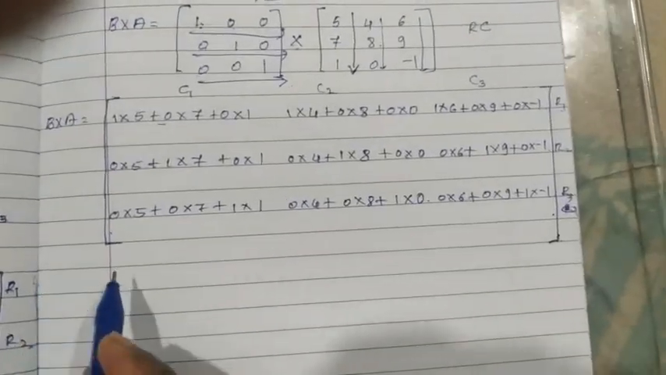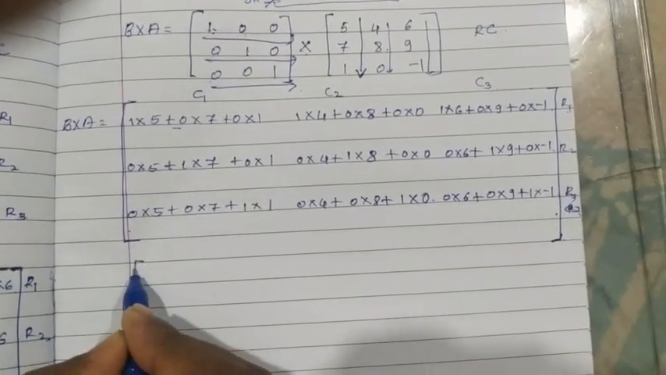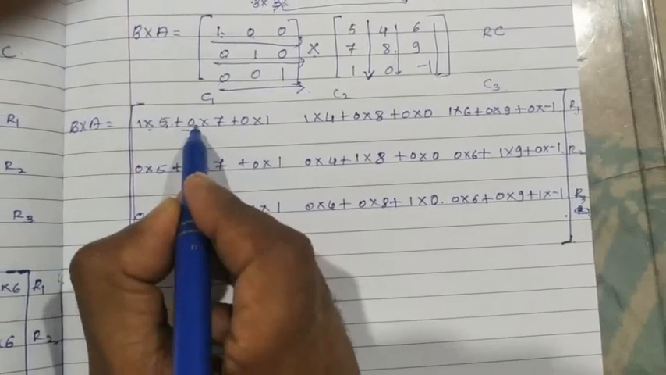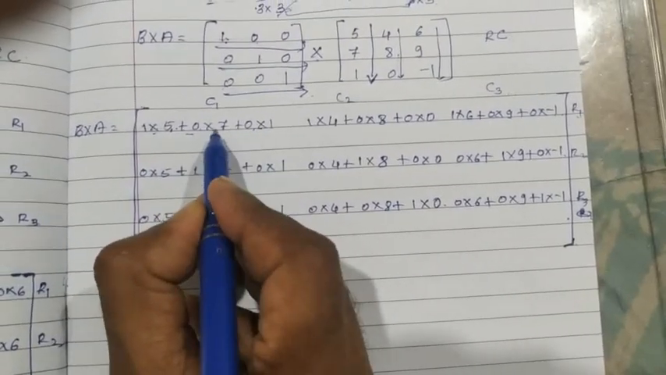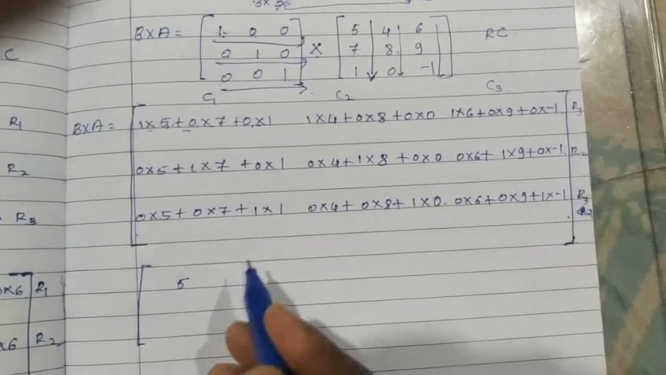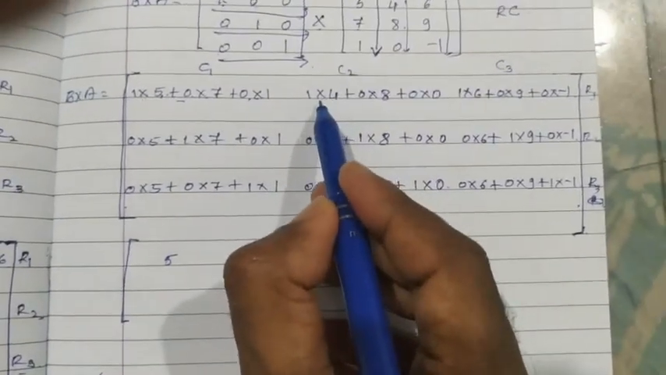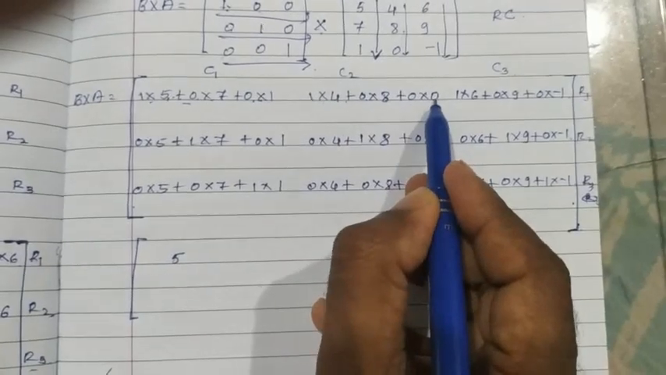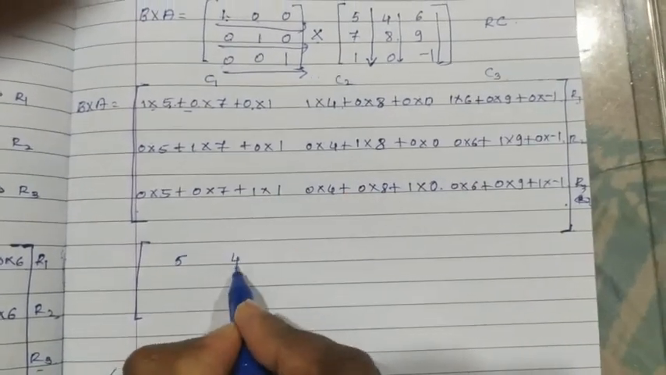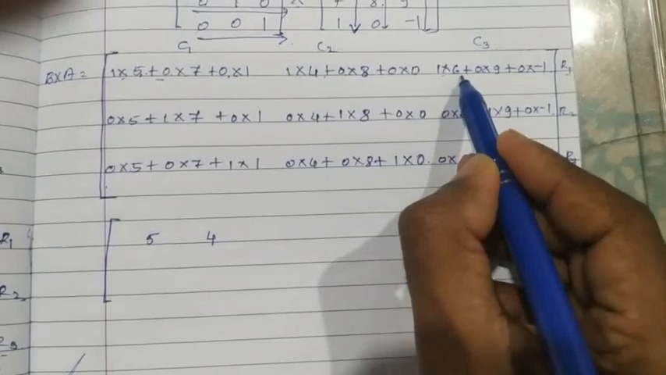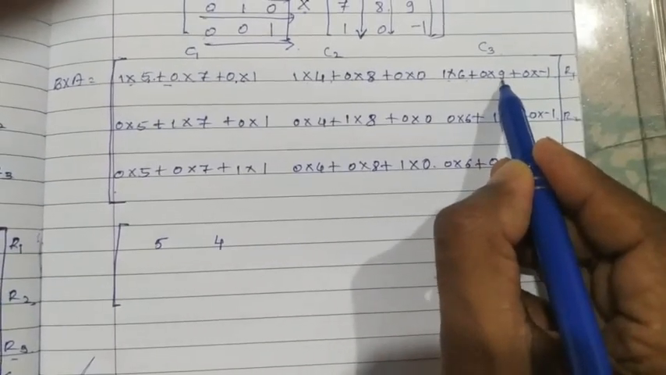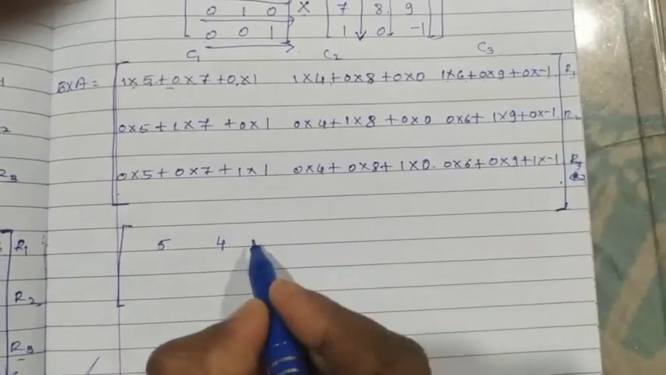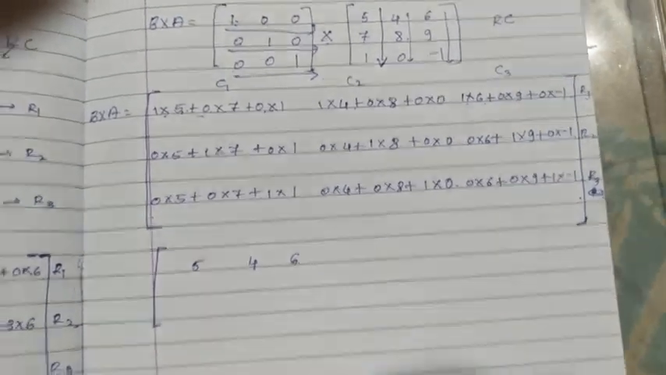Next we have to calculate. 1 into 5 is 5, 0 into 7 is 0, 0 into 1 is 0, 0 plus 0 is 0, 5 plus 0 is 5. Next, 1 into 4 is 4, 0 into 8 is 0, 0 into 0 is 0, so we get 4. 1 into 6 is 6, 0 into 9 is 0, 0 into minus 1 is 0, 0 plus 0 is 0, 0 plus 6 is 6.